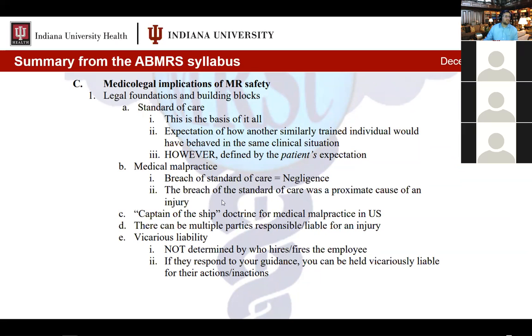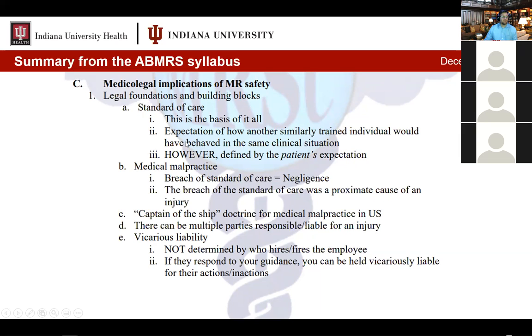They specifically only give one overall topic, and that is the legal foundations and building blocks of MR safety. They do go into standard of care and state that standard of care is the basis of it all. And this brings us back to the idea of how would a competent and prudent medical professional behave in a situation that's being examined by the courts. Again, the expectation of how another similarly trained individual would have behaved. However, it's defined by the patient's expectation, as we discussed. It's not defined by our expectations as medical providers.